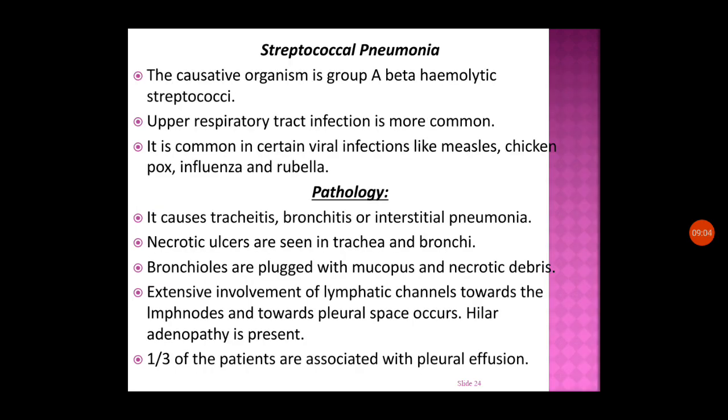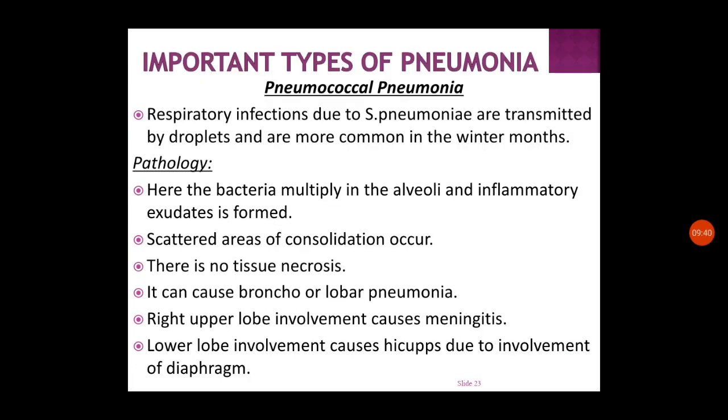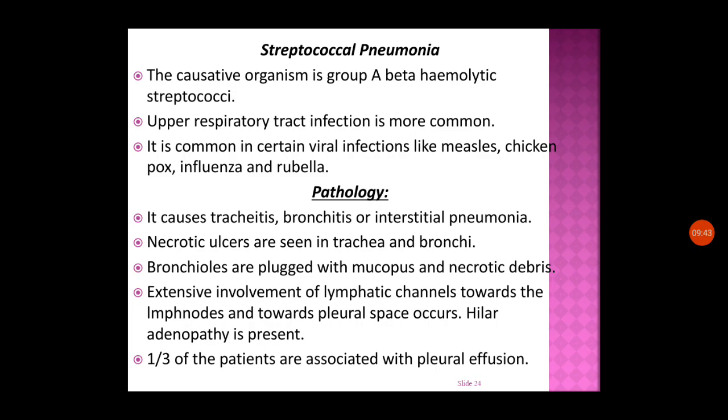In streptococcal pneumonia, the causative organism is group A beta hemolytic streptococci. Upper respiratory tract infection is more common, and it is more common in certain viral infections like measles, chickenpox, influenza, and rubella. So after these infections, the person may present with some amount of streptococcal pneumonia as a complication of these viral infections. Then pathology, it causes tracheitis, bronchitis, or interstitial pneumonia. Necrotic ulcers are seen in trachea and bronchi. So we have seen in pneumococcal pneumonia there is no necrosis.